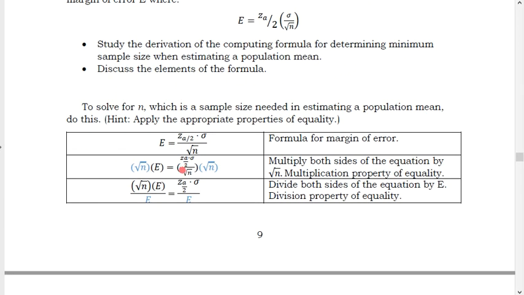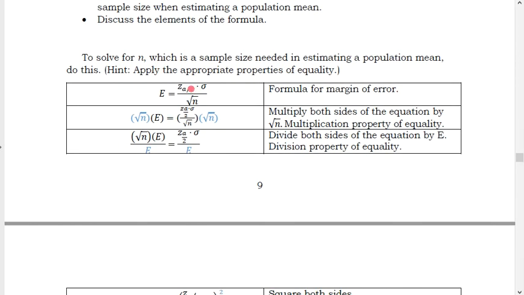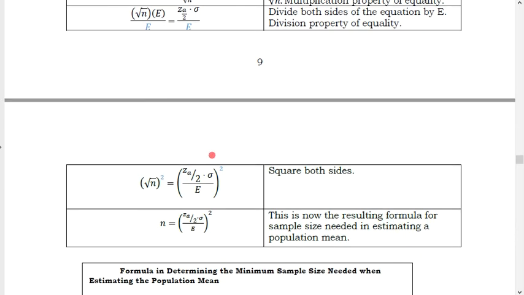Discuss the elements of the formula. Solve for n, which is the sample size needed in estimating a population mean. So, check nyo yung formula. This is similar to the formula that we have been using a while ago. So, same lang. This is z sub a over 2 multiplied by the standard deviation over the square root of n.